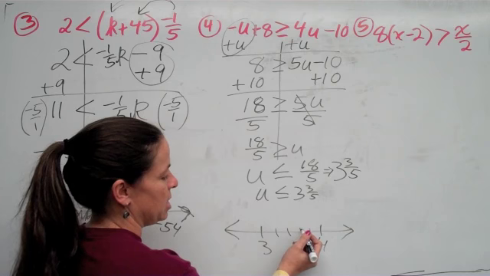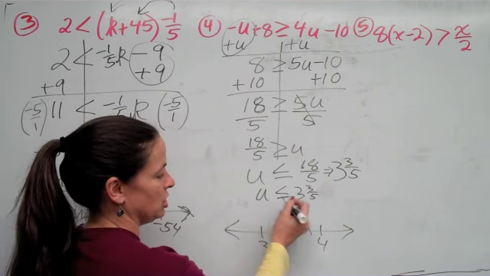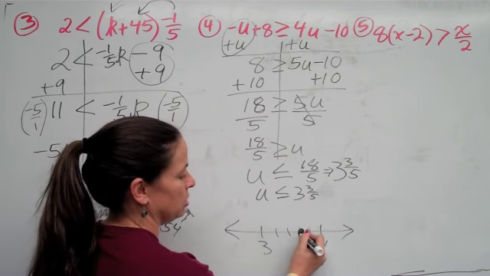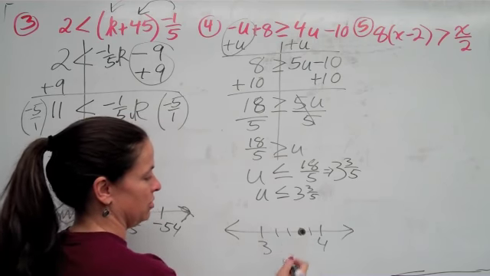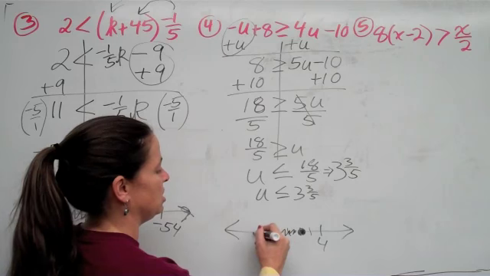Now, do I do open or closed? Well, it can actually equal it, so I want to actually put a closed circle there, that it does equal it. And then u is all the numbers that are smaller than it. So again, I'm going to shade the smaller side.